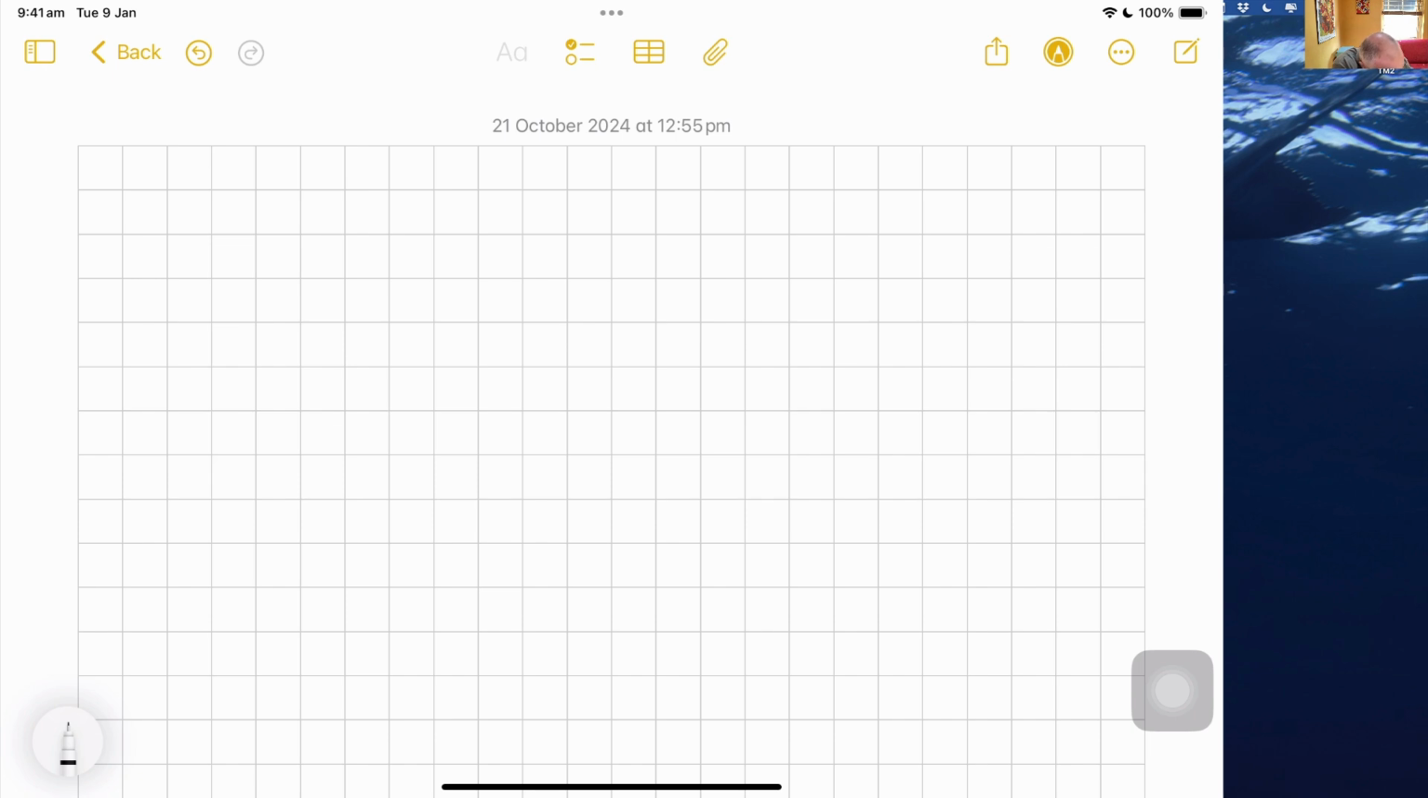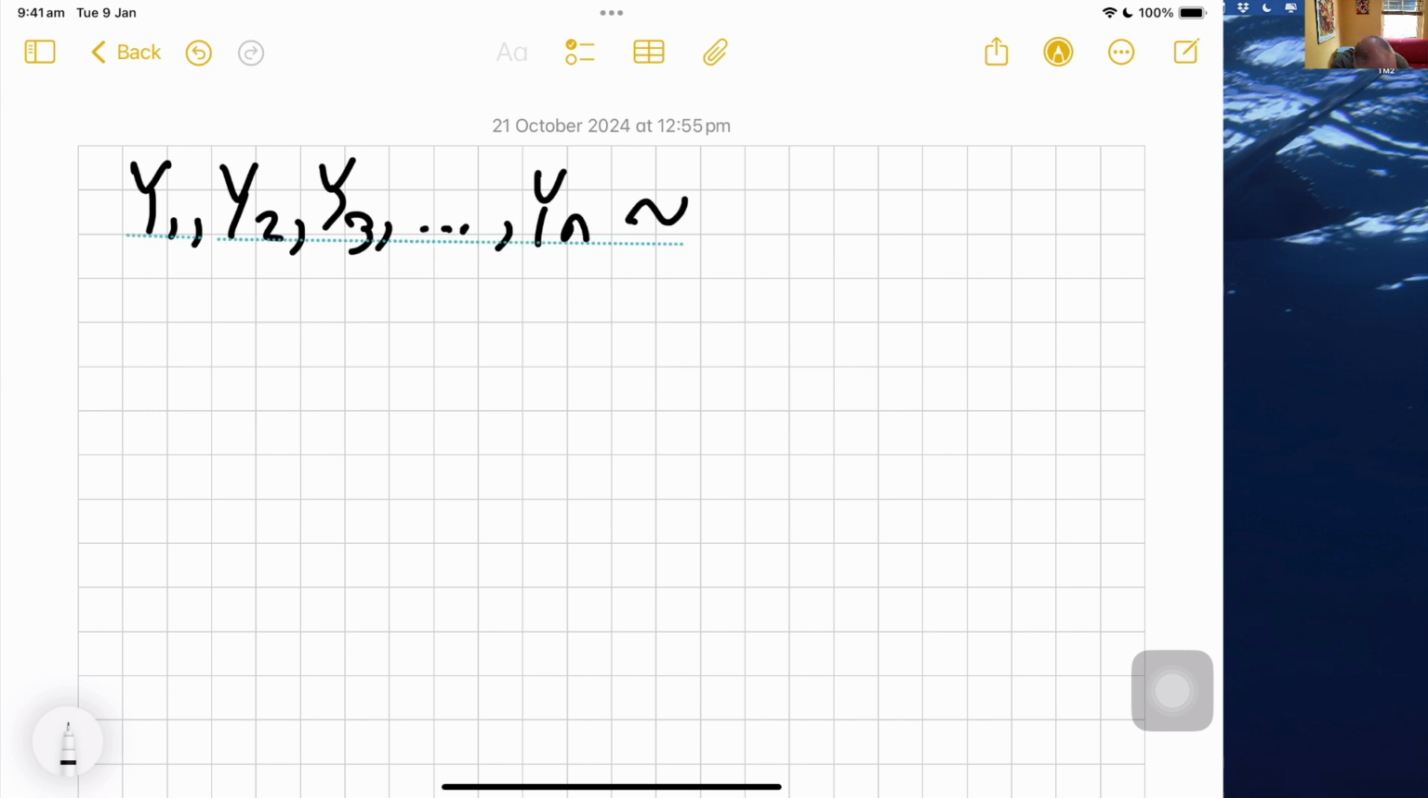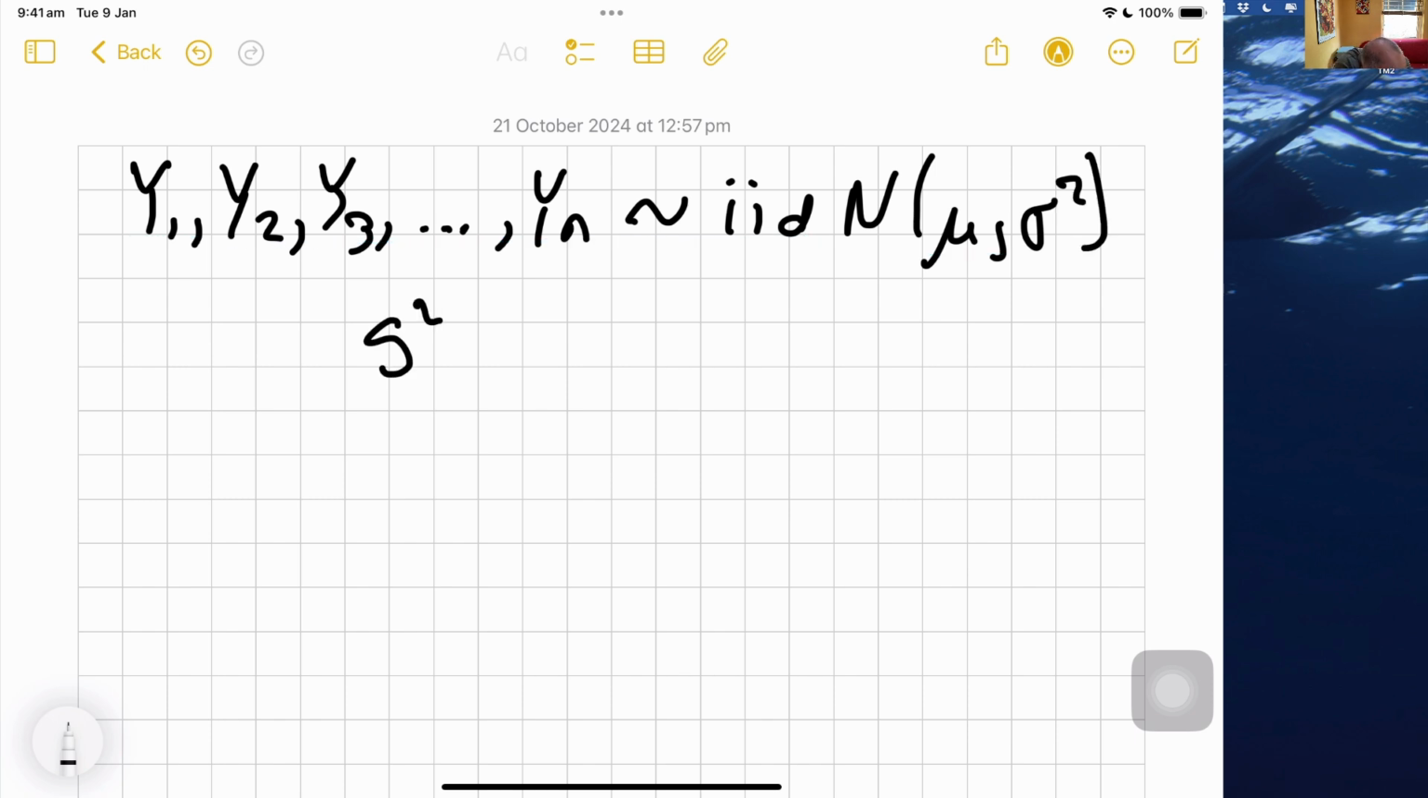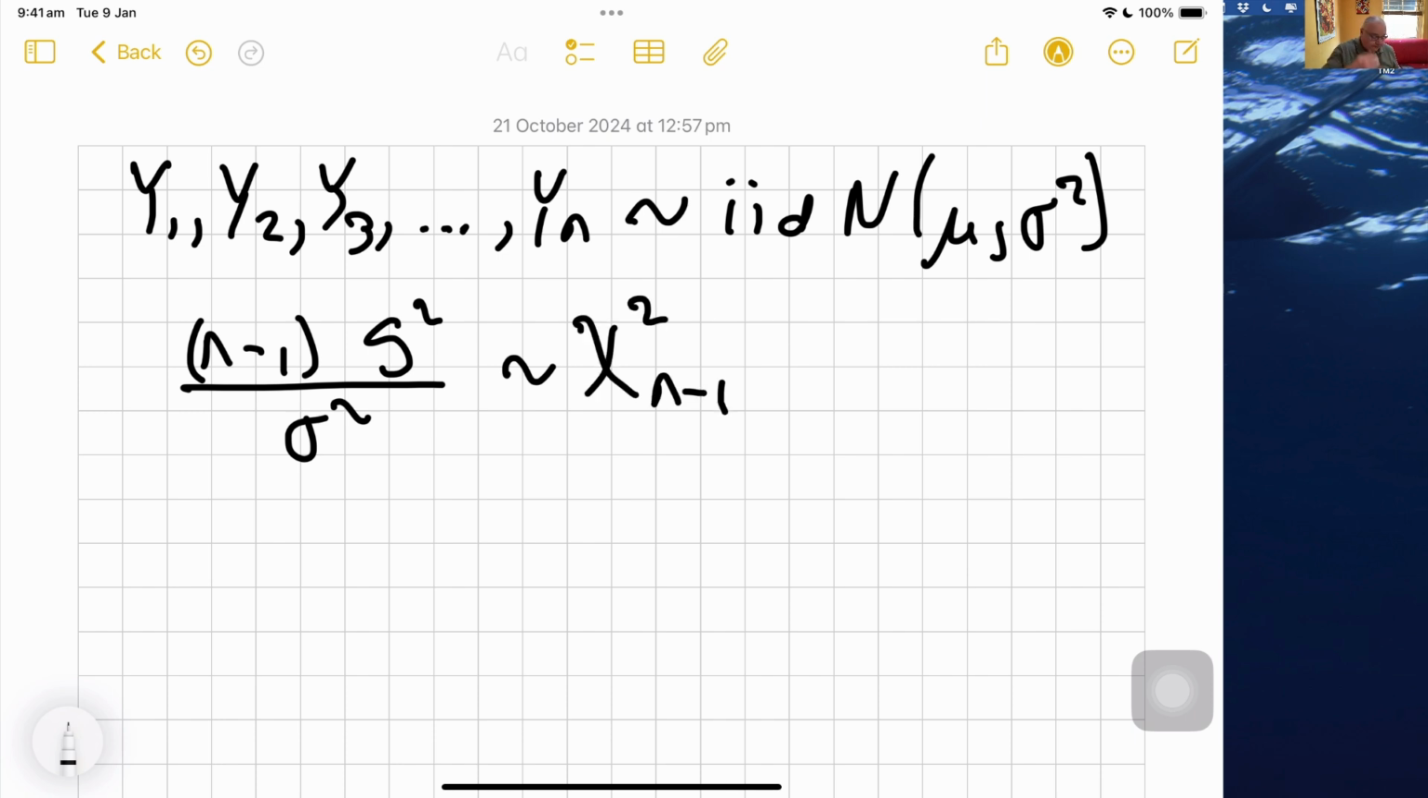So, what are we trying to prove? Well, if we've got y1, y2, y3, dot, dot, dot, up to yn, and these are all distributed IID. What does IID mean? Identically and independently distributed, with a normal distribution, a mean of mu, and a variance of sigma squared. Then if we take the sample variance, multiply it by n minus 1 and divide it by sigma squared, this thing has a chi-squared distribution with n minus 1 degrees of freedom.